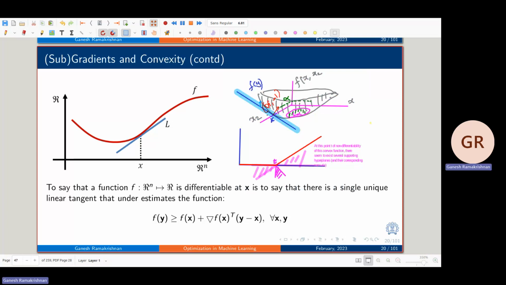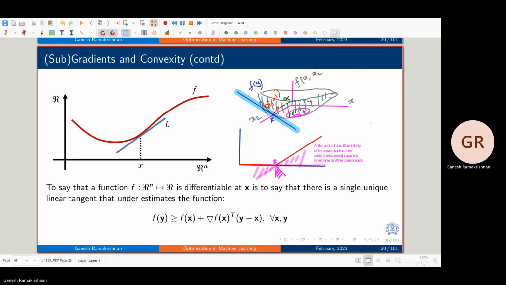This is easier. So all I'm saying is there may not be one supporting hyperplane. There may be multiple supporting hyperplanes. This is a supporting hyperplane. This is a supporting hyperplane. This is a supporting hyperplane. Right? And I should have used a different color. And these are the subgradients.